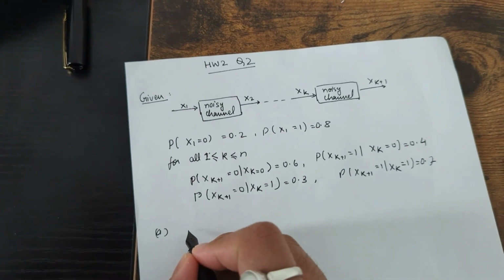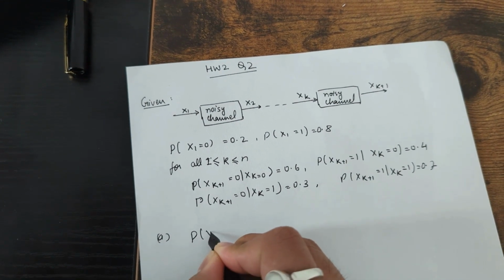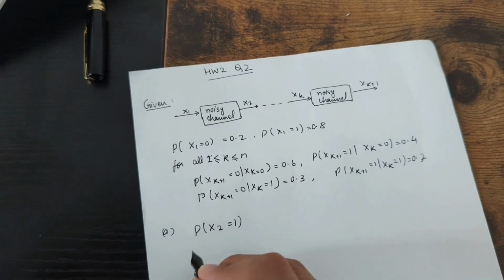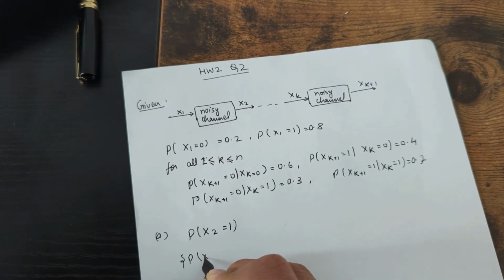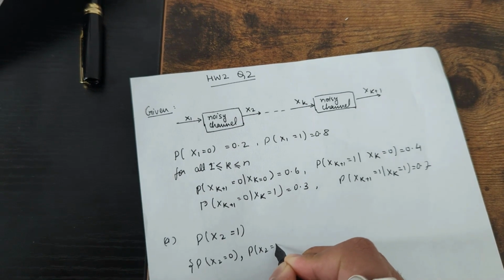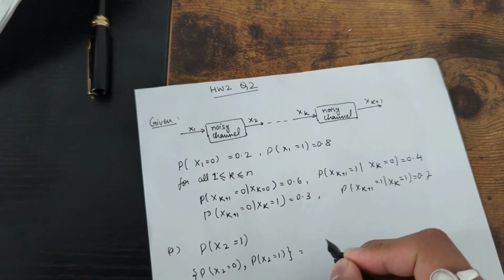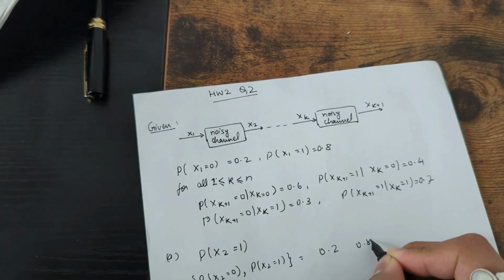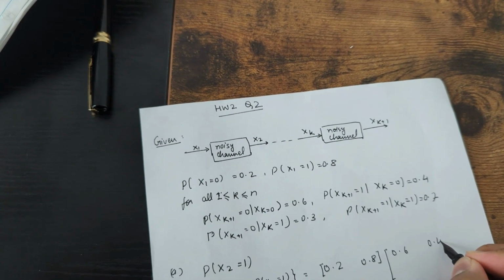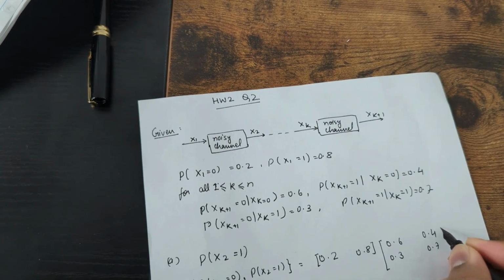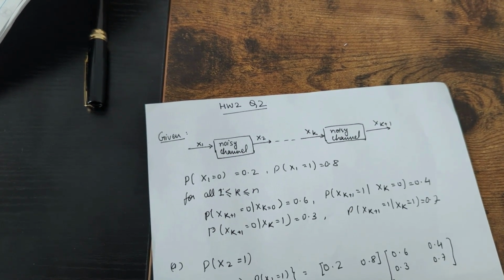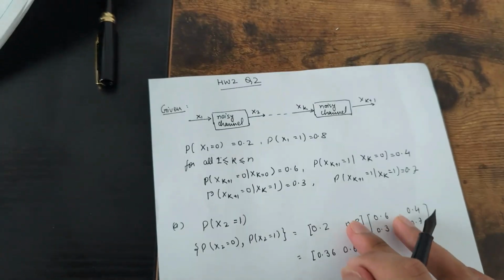Part A asks us to find the probability of x2 equals 1. How can we do it? Probability of x2 equals 0, comma, probability of x2 equals 1 can be written as 0.2, 0.8 into the following probabilities 0.6, 0.4, 0.3, 0.7, which equals 0.36, 0.64. So how are we multiplying these two values?